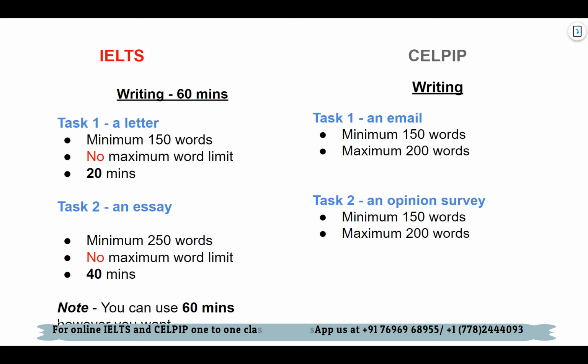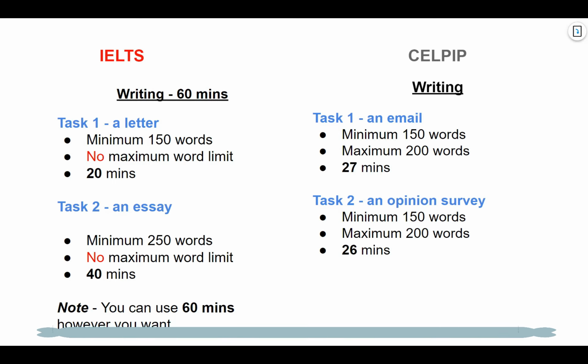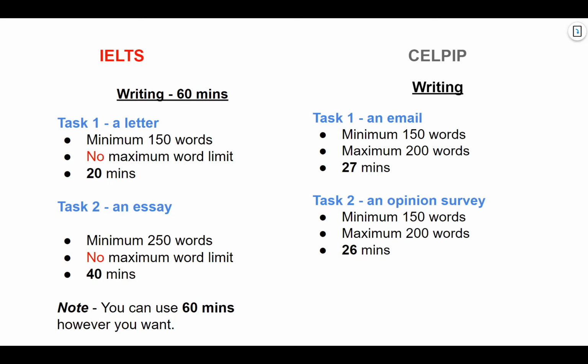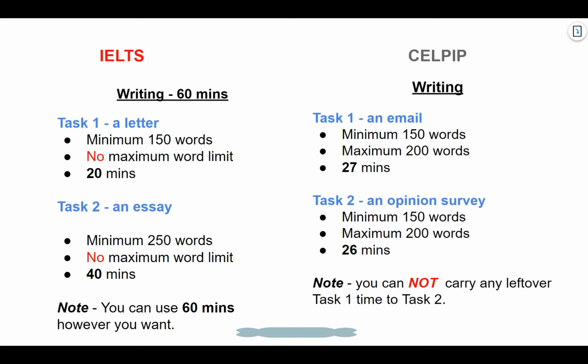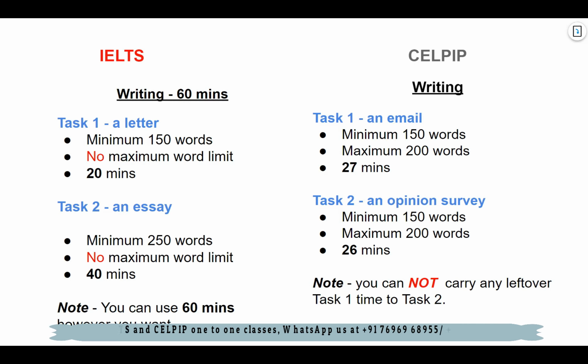However, in the CELPIP test, this freedom is not there. For the task 1, you get 27 minutes, and for the task 2, you get 26 minutes. And another thing that you have to note here is that you cannot carry any leftover time from the task 1 to the task 2. Let's say you have finished your task 1 in 20 minutes. You can't really spend those 6 or 7 minutes on the task 2. Okay, so this time can't be added to the task 2 time. This is the general difference between the both tests.